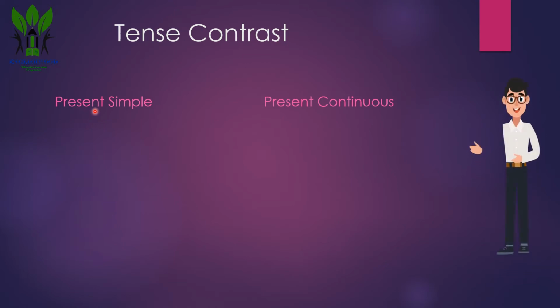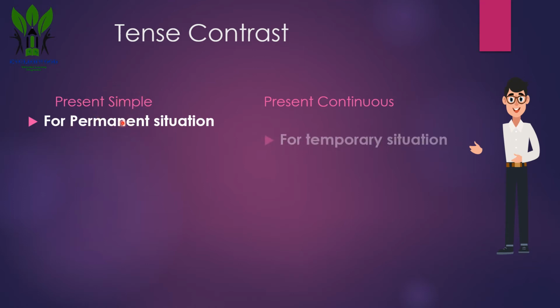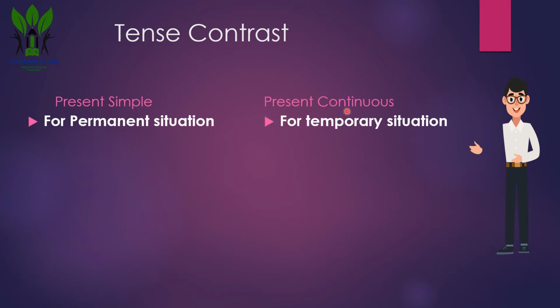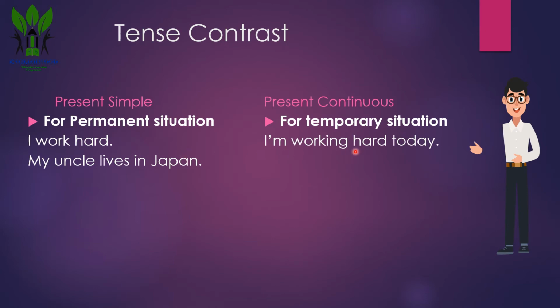Present simple, for example, is used for a permanent situation. When you want to talk about something permanent, we use present simple. But for a temporary situation, we use present continuous tense. If you say I work hard, it means you always work hard. My uncle lives in Japan means his house is in Japan. But if you say I'm working hard today, this means you do not usually work hard, but you are working hard today. So it is a temporary situation. My uncle is living in Japan nowadays, his house is not there actually, but nowadays he's living in Japan. So this is about the temporary situation, and the other is about the permanent situation.